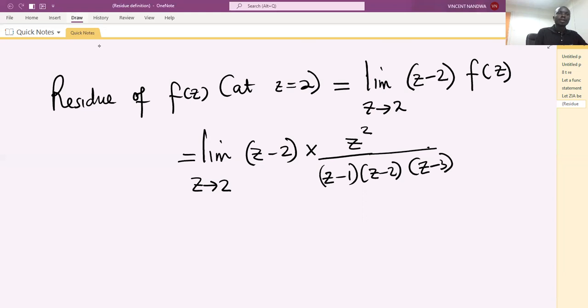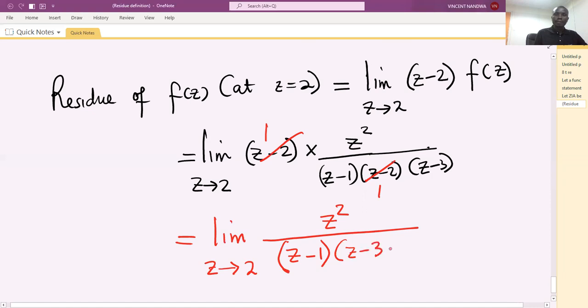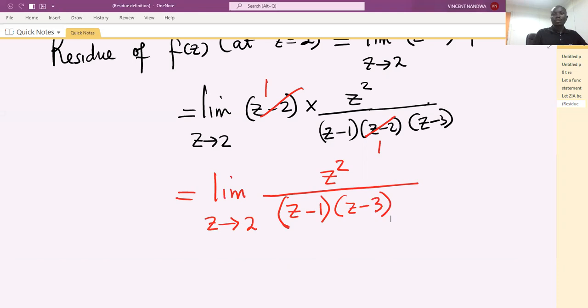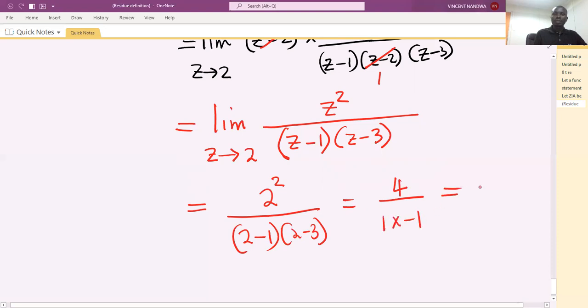And in this product, it should be clear that this bracket and this bracket cancel out. So we remain with the limit as z approaches 2 of z squared over z minus 1 and then z minus 3. This limit can also be solved by just direct substitution. So we get 2 squared over 2 minus 1, 2 minus 3, which will be 4 over 1 times minus 1. So that will give us minus 4. That's the second value of the residue.